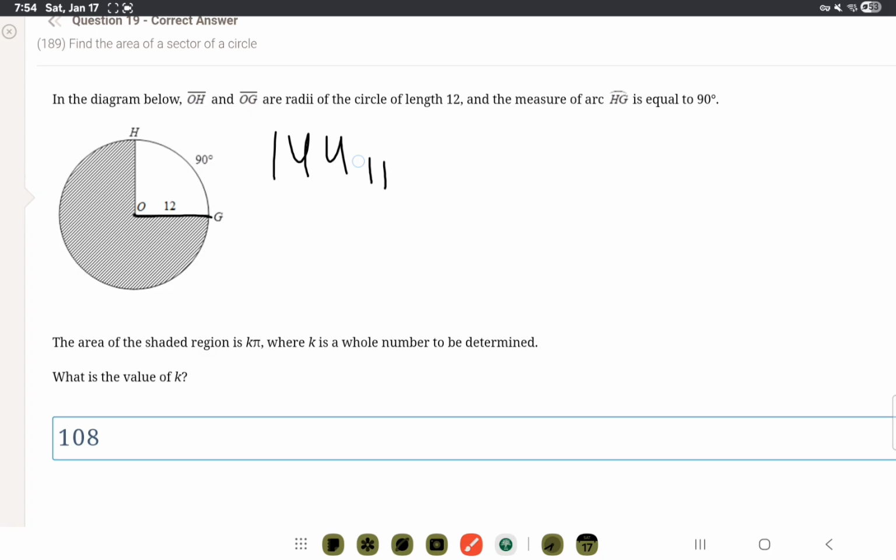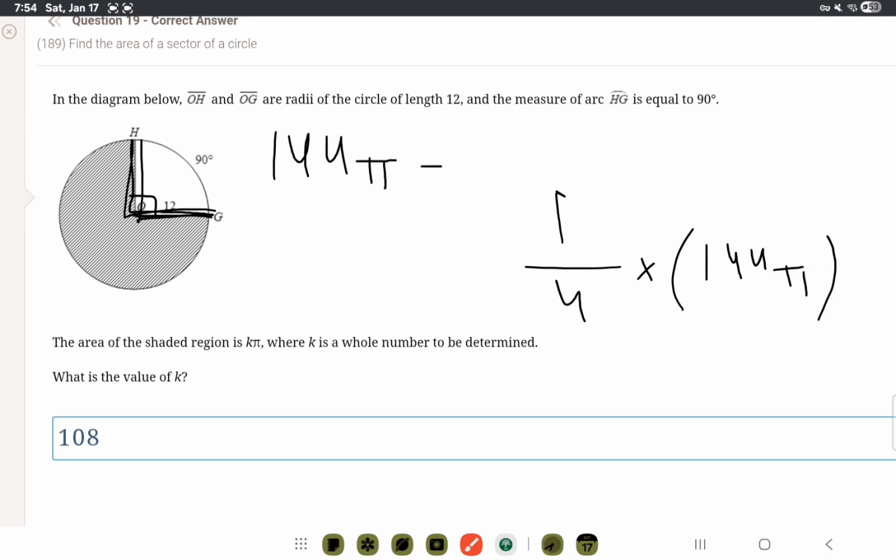which is going to be 144 pi minus, don't forget that. Now, are you gonna be smart? Yes, you are. You can see that this is a quarter of a circle. So you're just going to do 1/4 times the area, 1/4 times 144 pi. What do you get? You get 36 pi. So 144 minus 36 is 108.